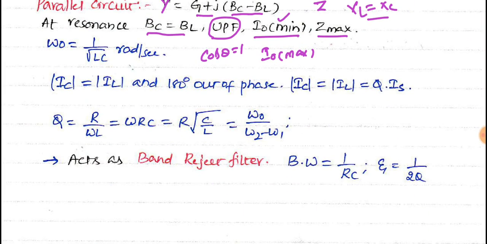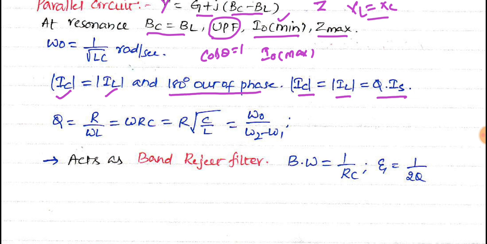Next, in a series RL circuit, we discussed that VL is equal to VC, and here we are talking about IC is equal to IL, and they are 180 degrees out of phase here. Okay, there we studied VC is equal to VL is equal to Q into Vs. Here IC is equal to IL is equal to Q into Is, right? So there it is a series voltage, and here it is a current. You should keep in mind.